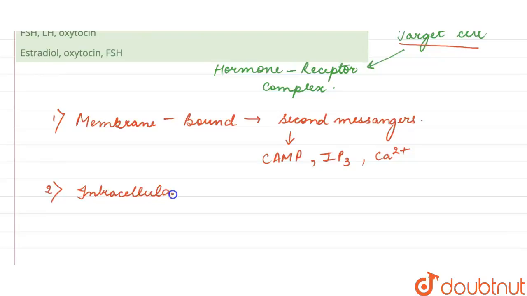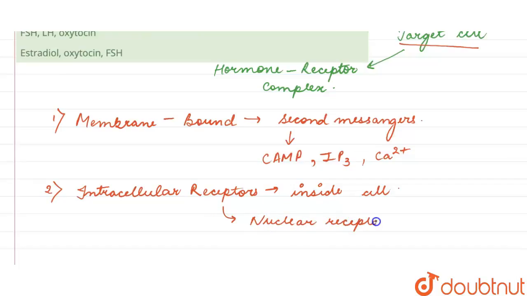The second type of receptors are the intracellular receptors, and as the name suggests, these receptors are present inside the cell. Generally, we'll have nuclear receptors. So these receptors do not produce the secondary messengers. So we are looking for intracellular receptors or the hormones that are binding to these intracellular receptors.